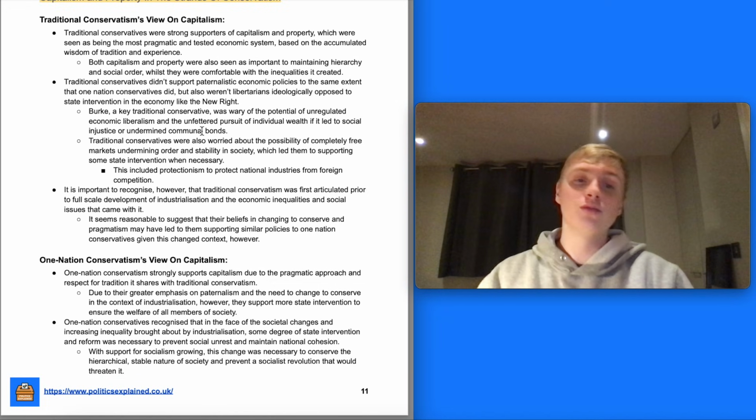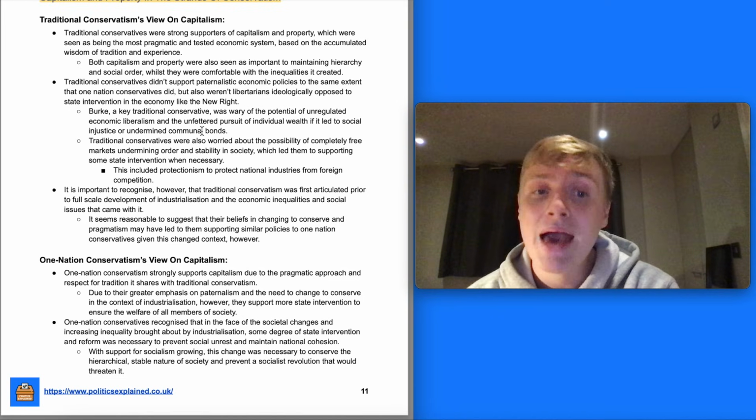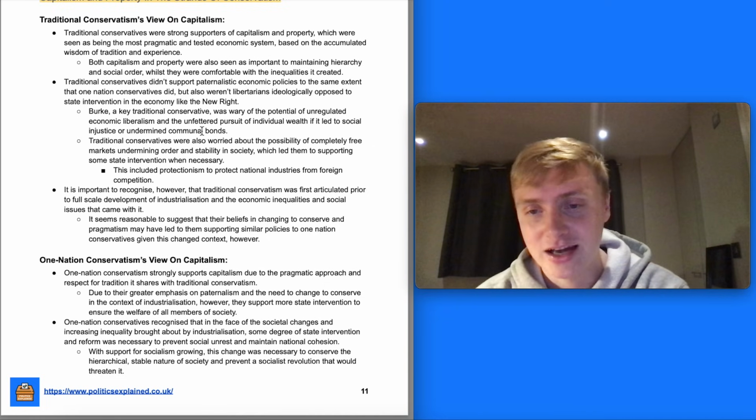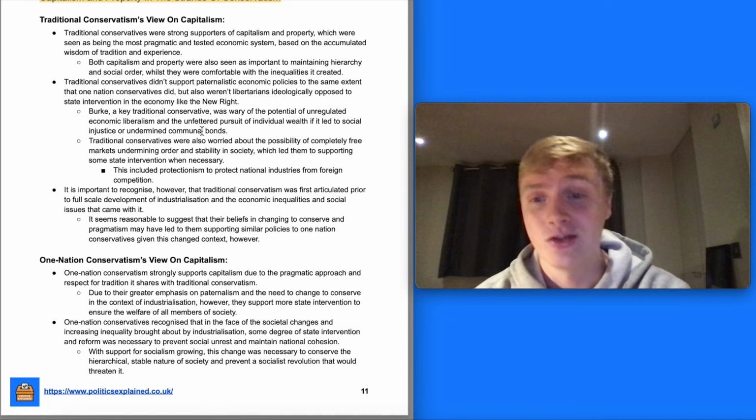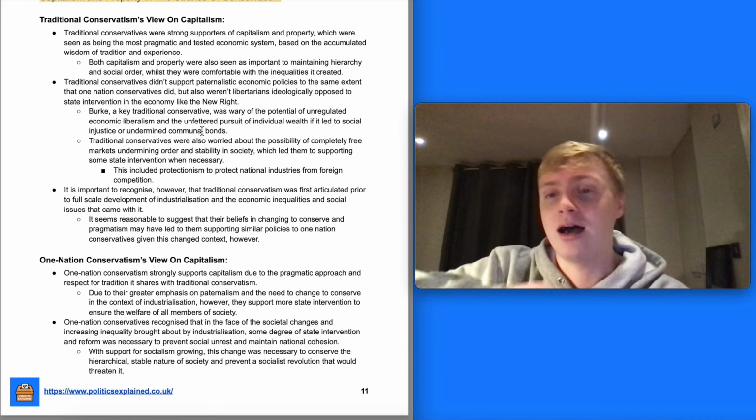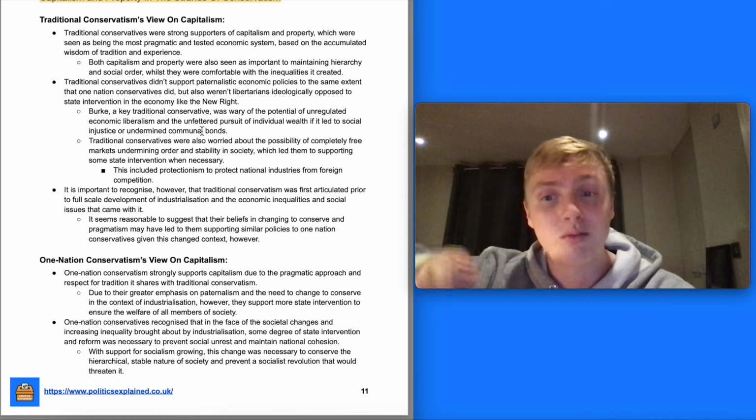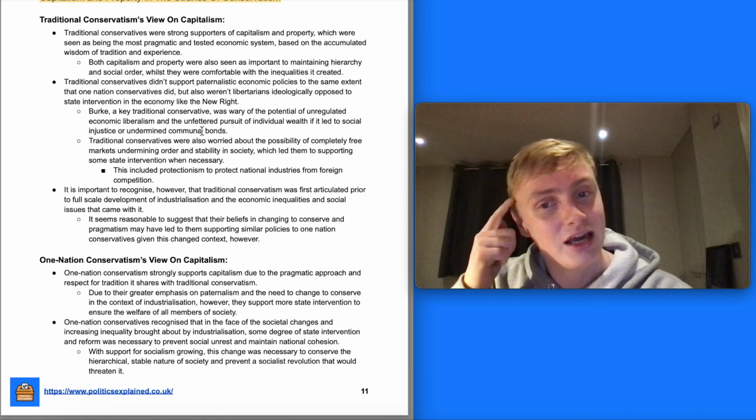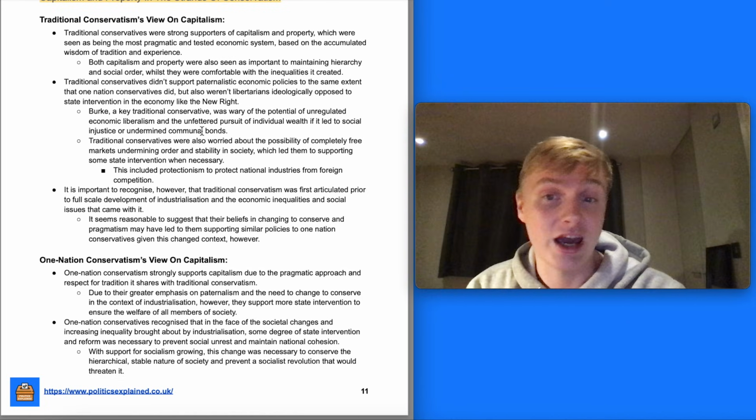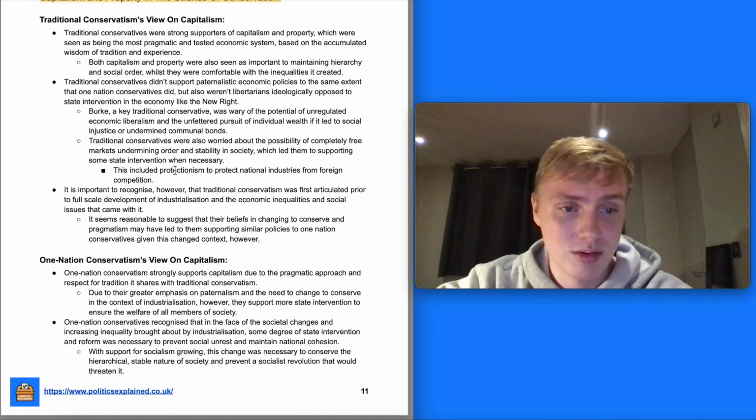And it seems reasonable to suggest, I think, that their beliefs in changing to conserve and pragmatism may have led them to supporting similar policies to One Nation Conservatives, given this changing context. You can debate this, you can argue that's not the case, but I think that could be a decent argument you can bring in. And this idea that One Nation Conservatives are a development of traditional conservatism, with the idea of changing to conserve, is a really good point of evaluation you can bring in when comparing the strands and thinking about agreement versus disagreement.